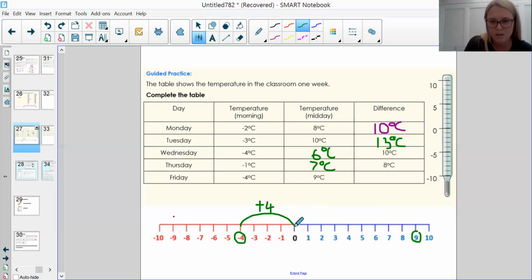Okay, and then from 0 to 9, again, that's a jump of 9. So in total, 4 plus 9 would be 13. So the difference between these two temperatures would be 13 degrees Celsius.